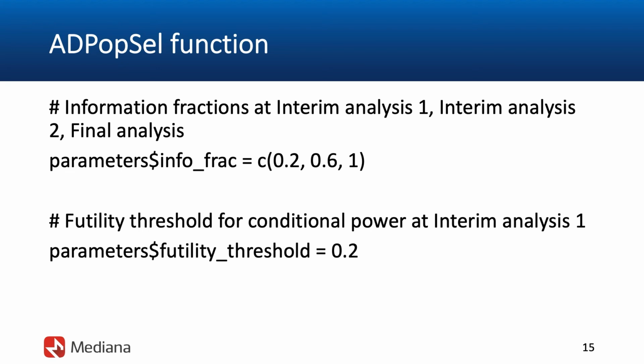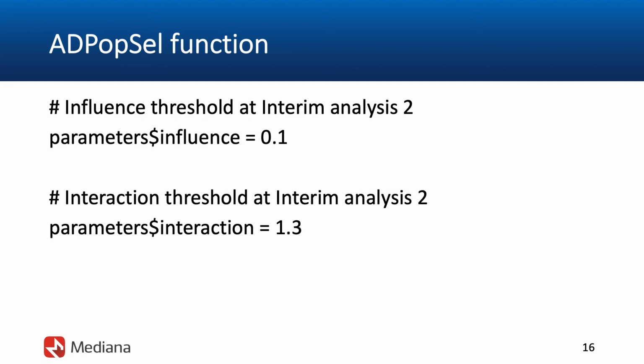For the futility threshold, it will be set to 0.2 or 20%, which means that if conditional power within the overall population of patients is below the 20% threshold, then a decision will be made to terminate the trial for futility. This slide defines the thresholds used in the influence and interaction conditions as part of hypothesis selection at the second interim analysis. And very quickly, I would like to remind you how those two conditions are set up.